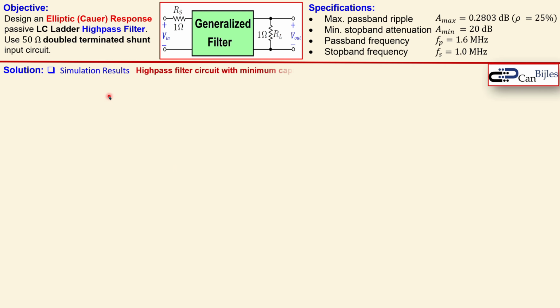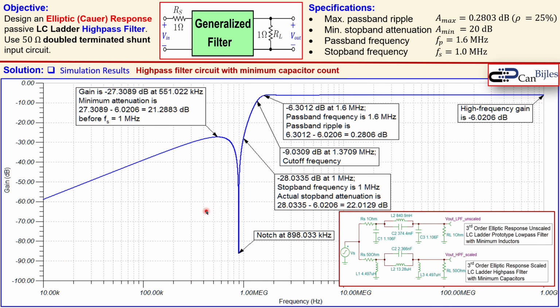First we start with a high-pass filter circuit with minimum capacitor count. This is the Bode plot. You see here the gain and some values and labels we need to discuss. First one is the high frequency gain, which is 0.5. It's a scalar, and now in dBs you can convert that using 20 log of 0.5, which will be minus 6.02 dB. So that is as expected.